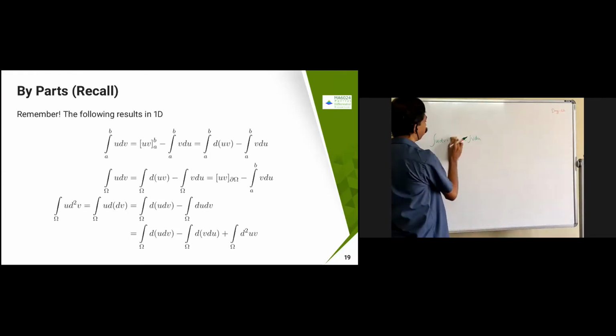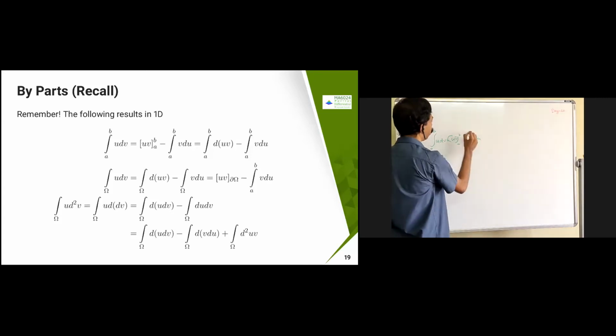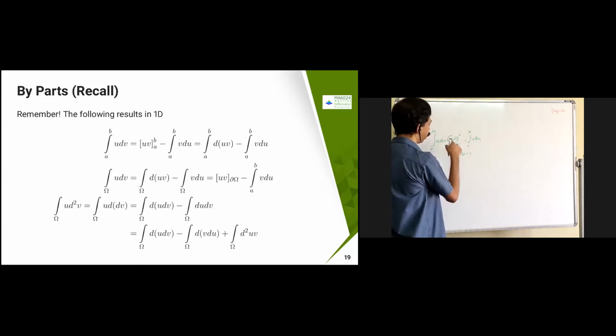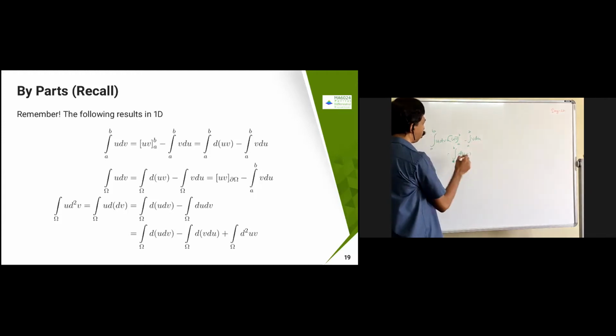So this uv at the base. For example, if I just put from a to b, what you will get is uv from a to b. I can write this as the integral of d(uv) from a to b. This is nothing but the fundamental theorem of calculus, so you will get it easily.